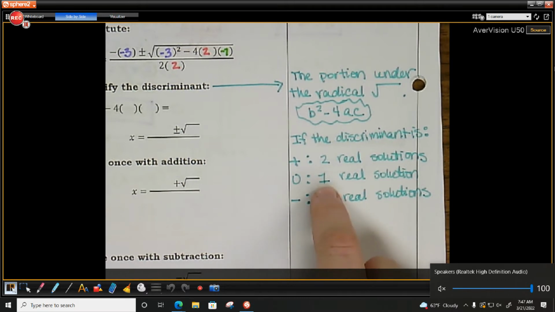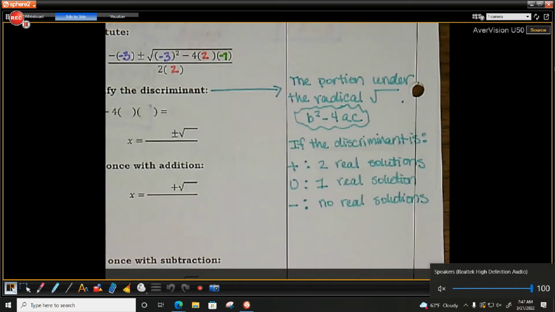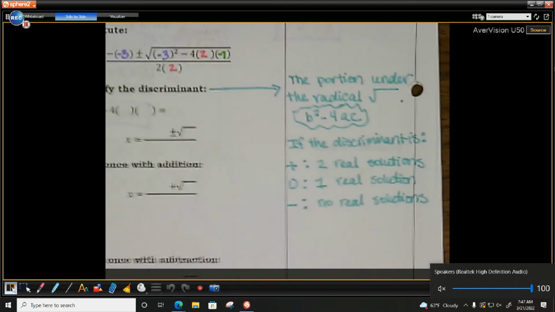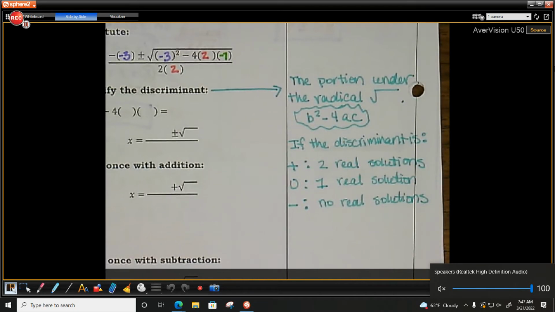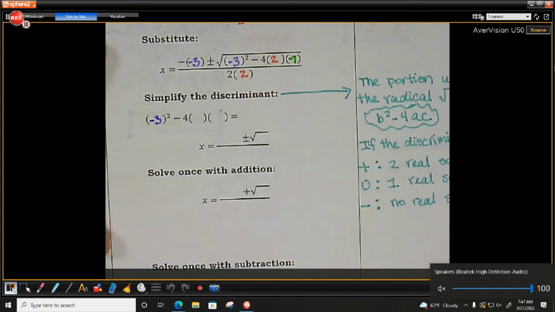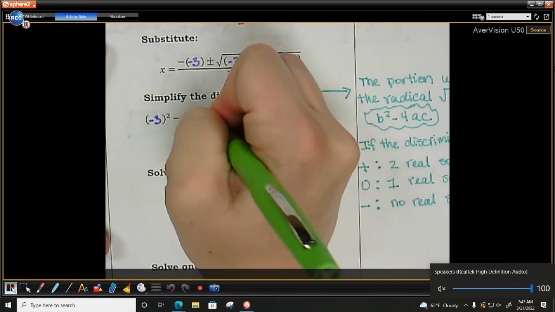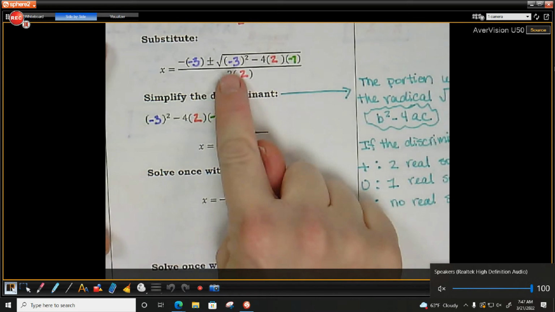If your discriminant is negative, can you take the square root of a negative number? No, we talked about that a little bit before spring break. You cannot take the square root of a negative. So if the discriminant is negative, that's why you have no real solutions, because you can't take the square root of a negative. Okay? So it says simplify the discriminant. Again, that's the portion under the radical. So that's your negative 3 squared minus 4ac. I just took what's under the radical and put it here.